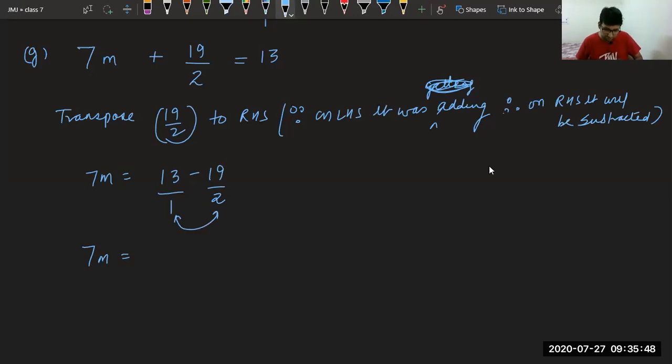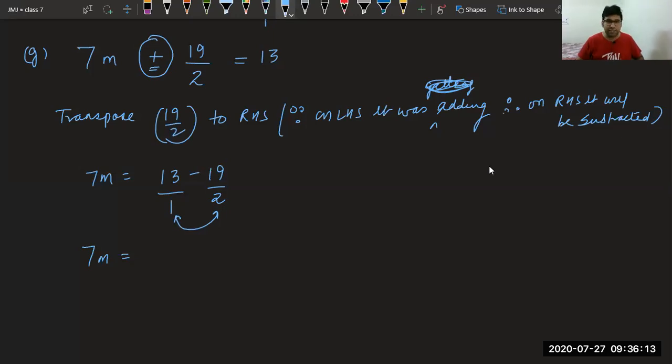To solve it, beta, who said 19 by 2 is in division? Please see the question again. They are in addition only. Lavya, please see again. 19 by 2 is in addition with variable, not in division. Please check again. Okay, Lavya, please confirm. It is adding over here.